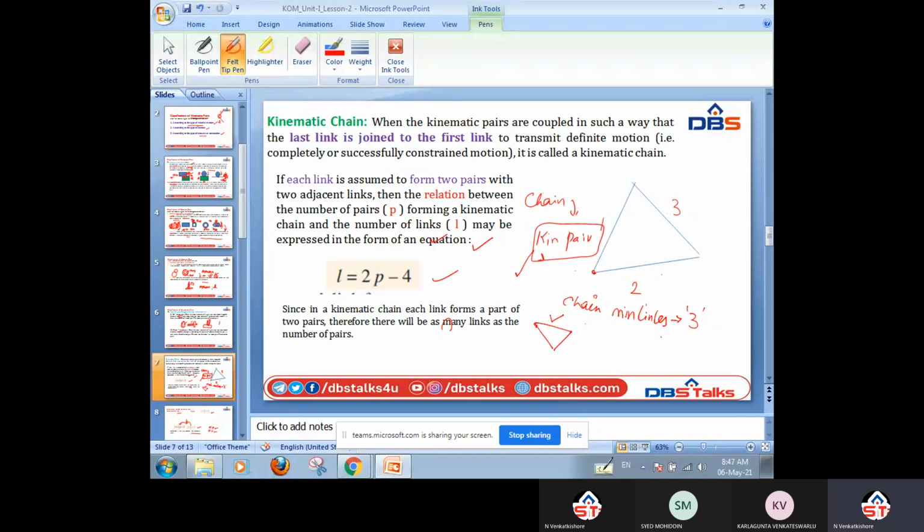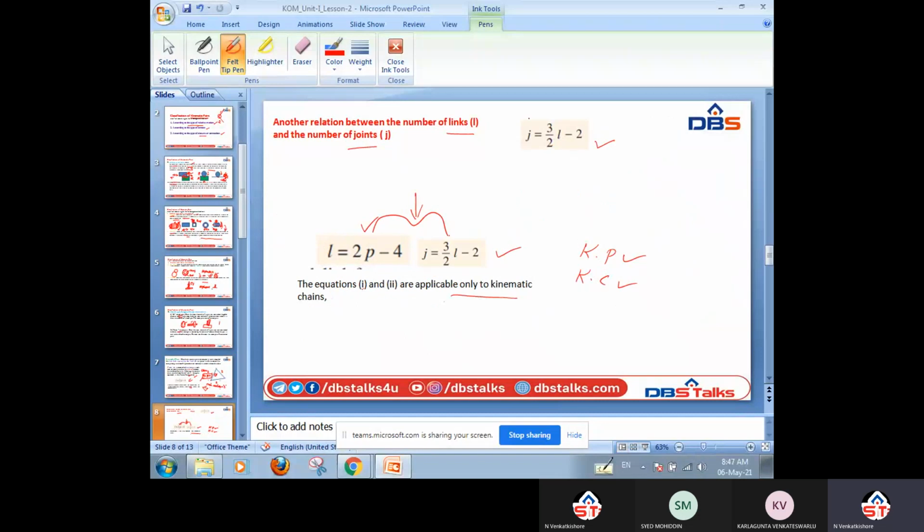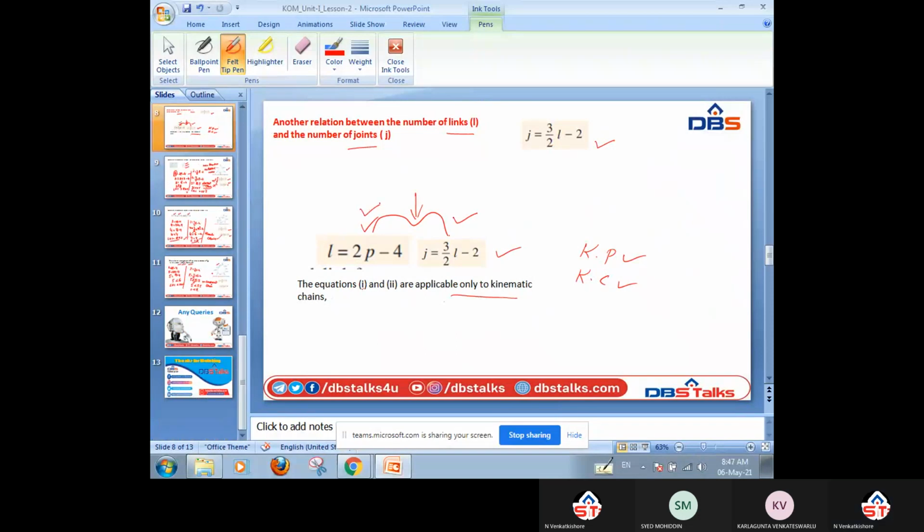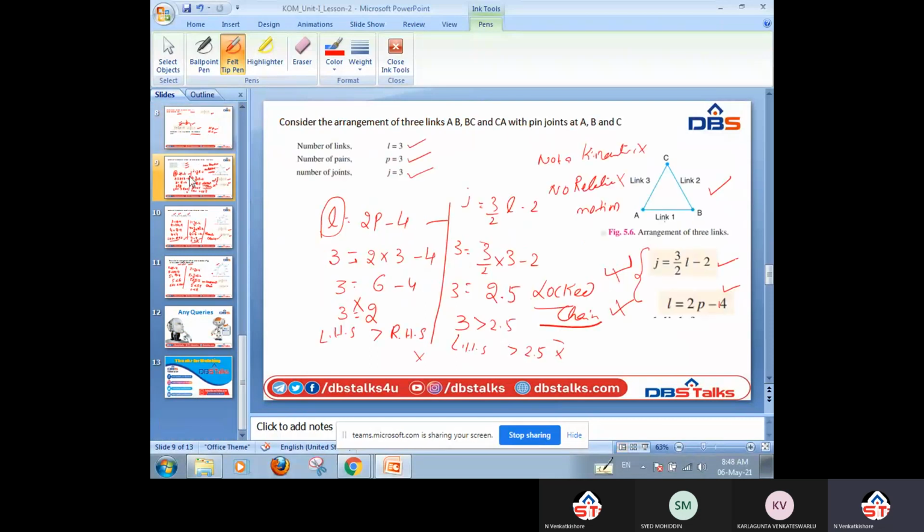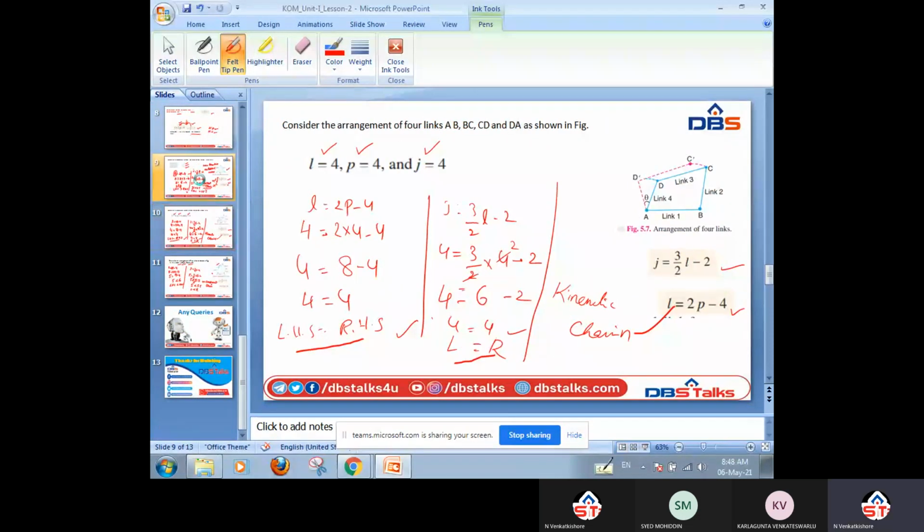So whenever the links are arranged, the kinematic chain has to be satisfied. The link arrangement has to follow 2 conditions. One is the link and pairs relation, and the next one is the links and joints relation. If both conditions are satisfied, then only we call it a kinematic chain. So we have covered the 3 varieties of chains based on the relations.